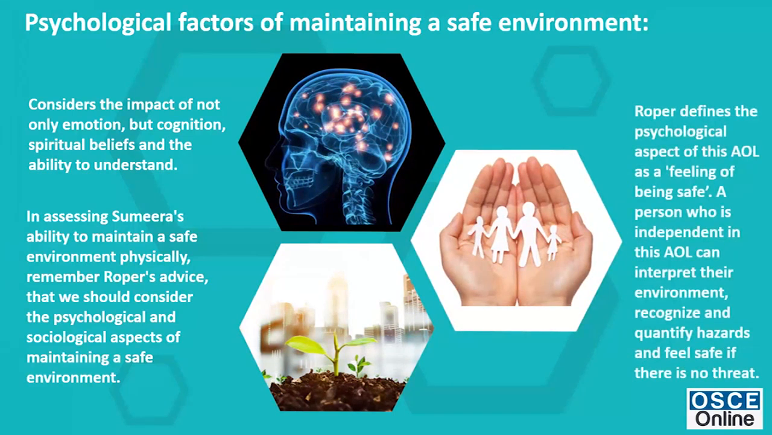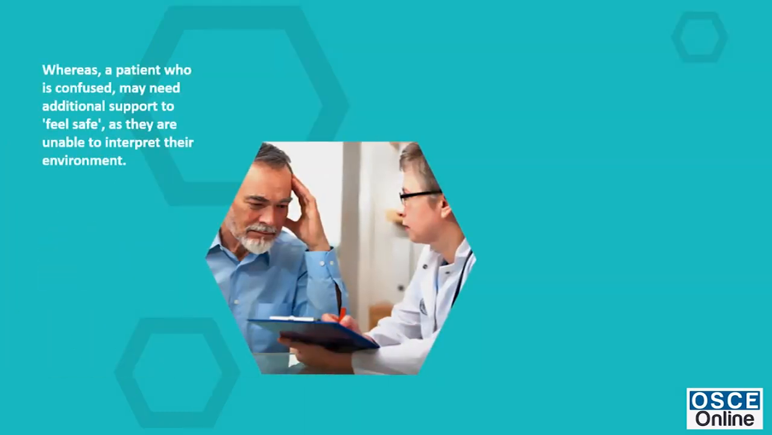Roper defines the psychological aspect of this AOL as a feeling of being safe. A person who is independent in this AOL can interpret their environment, recognize and quantify hazards, and feel safe if there is no threat. Whereas a patient who is confused may need additional support to feel safe as they are unable to interpret their environment.